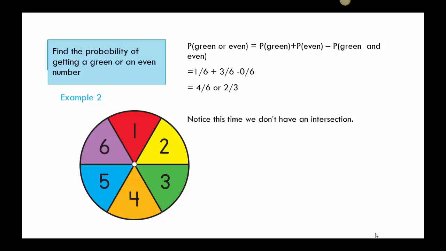so it gives me 2/3. Okay, notice this time we don't have an intersection. I didn't have green and even, so I put a 0 there. Just wanted to give you this other phrase. When two events cannot occur at the same time, we call them mutually exclusive. It's no big deal if they don't happen together. We have that 0 probability of them happening, and then we have a term to refer to that saying they're mutually exclusive, they won't happen at the same time.